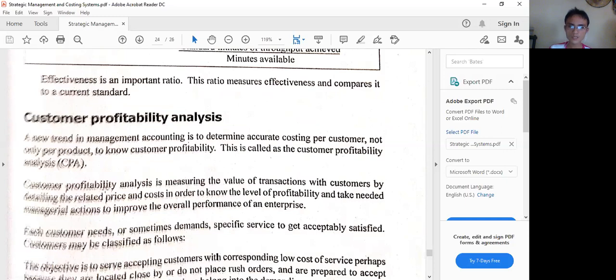So customer profitability analysis is, of course, measuring the value of transactions with customers by detailing the related price and cost in order to know the level of profitability and take needed managerial actions to improve the overall performance of an enterprise. I've read that lengthy definition, but clearly we would like to know how profitable a certain customer is, what are the costs associated, of course, prior to getting the profit or loss. Of course, as much as possible, it should be profitable.